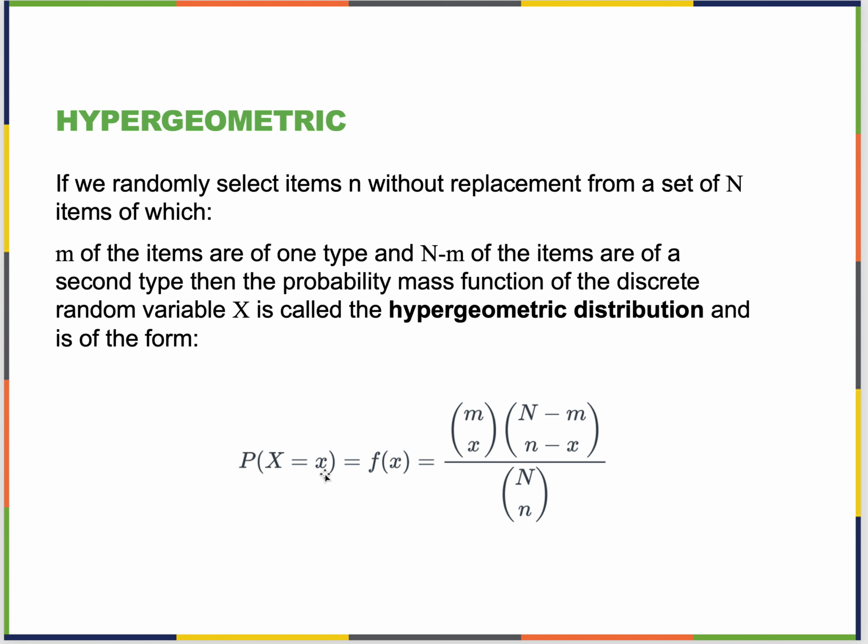The probability of getting x of, let's say in this case, maybe it was the male softball players, there's m things taken x at a time, and then you have the number of women, which would be N minus m taken n minus x at a time, divided by how do you pick n things from N.